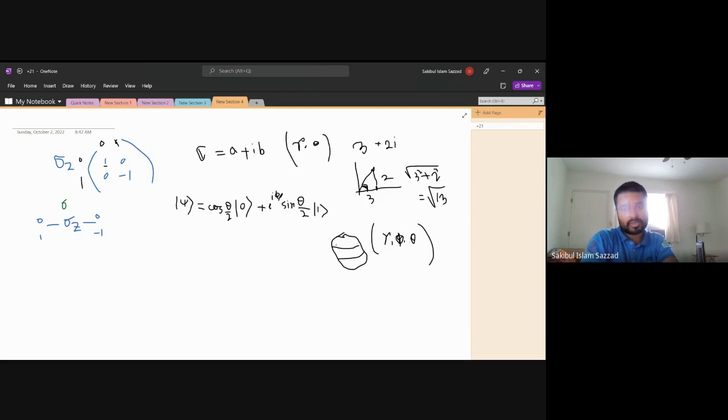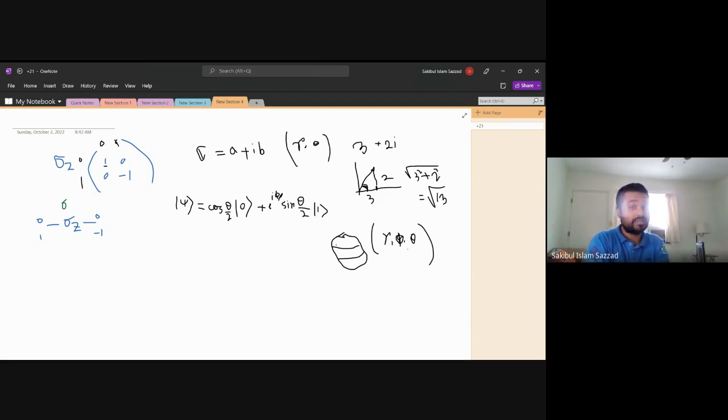So, angle from the xy plane and angle from the z axis, actually. If I want to locate a point on a sphere, I need these three things: the radius from the center, how much angle I should make from the xy plane, and how much angle I should make from the z-axis. Then I can reach a point on the surface of a sphere.